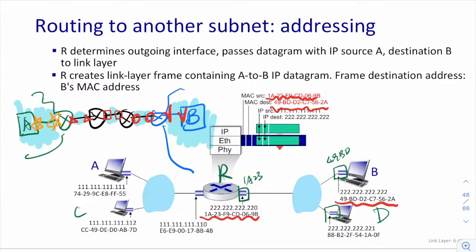But for the IP datagram, the IP source and destination are always 1111 to 2222. But the underlying MAC addresses change every time we forward or pass to another subnet. Make sure you understand that. Okay.